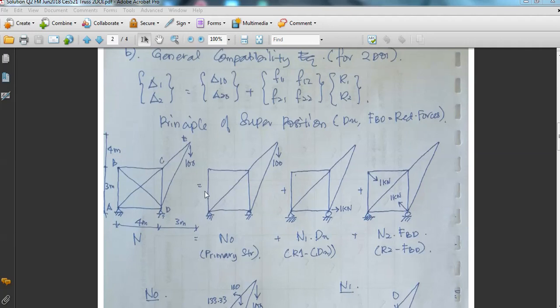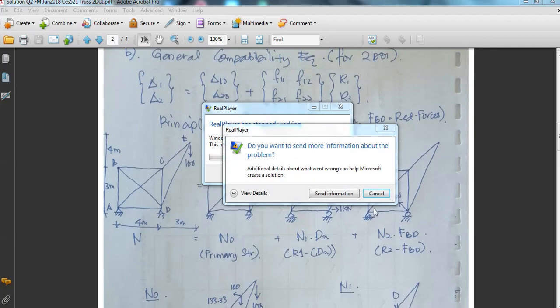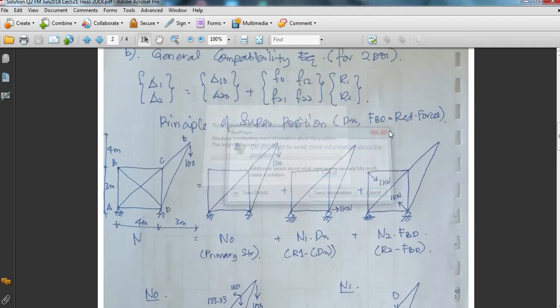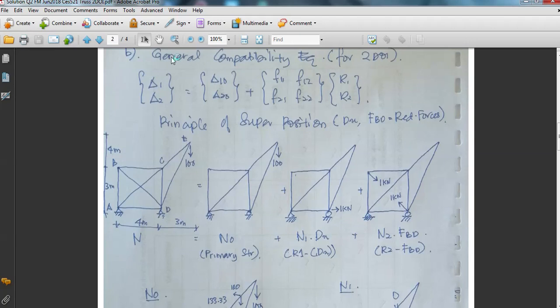Actual structure equals primary structure plus redundant number 1 plus redundant number 2. Why do you have 2 redundant structures? Because you have 2 redundant forces. Why do you have 2 redundant forces? Because you have 2 DOI. You have 2 DOI, that's why you have 2 redundant forces, and that's why you have 2 redundant structures.